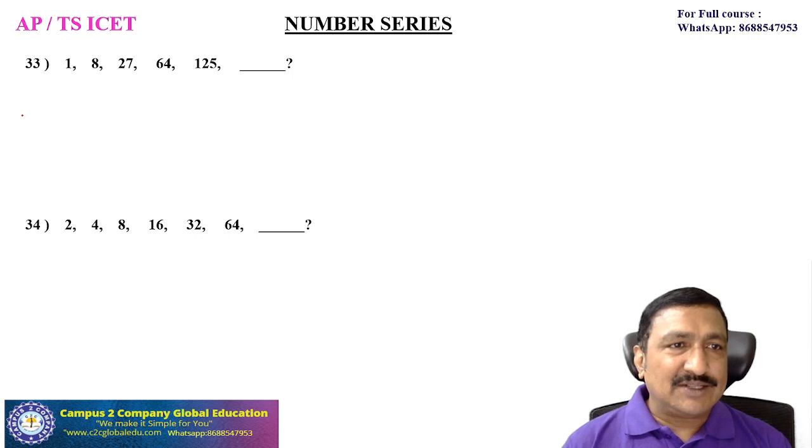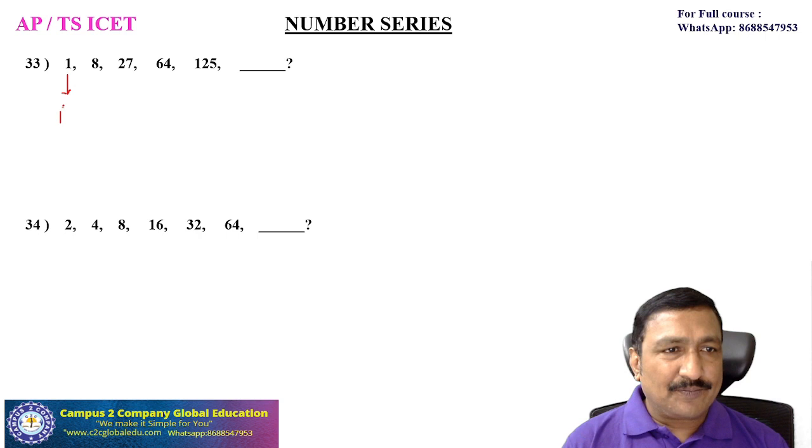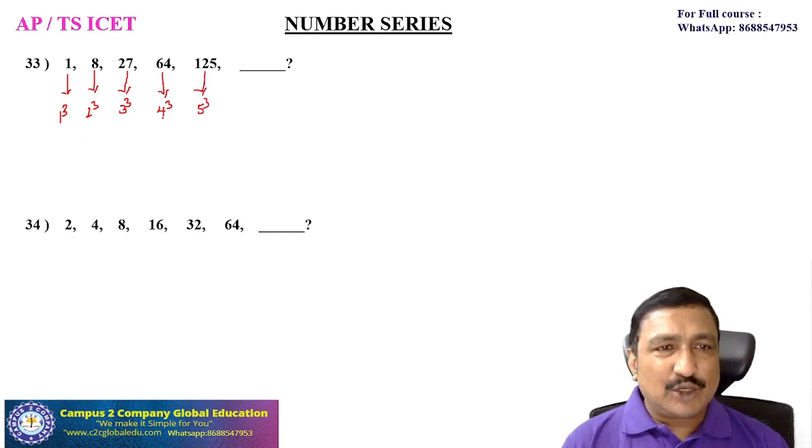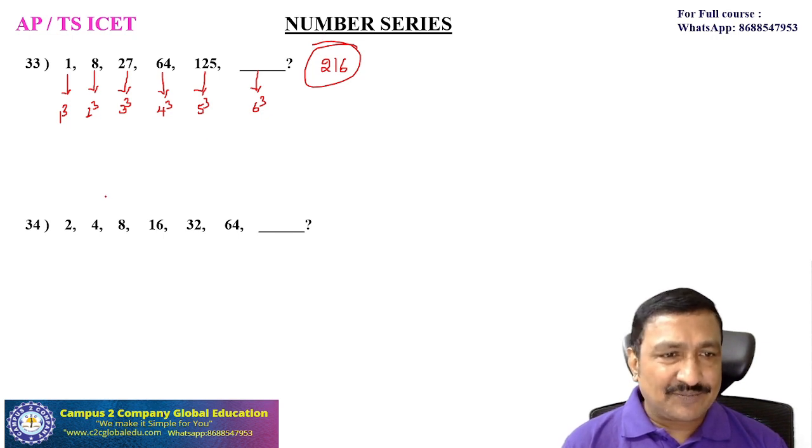Now look at this one, friends. If you look at this one, 1 can be written as 1 cube, and 8 can be written as 2 cube. 27 can be written as 3 cube. 64 can be written as 4 cube. 125 can be written as 5 cube. So these are the cubes of natural numbers. So the next number should be in the form of 6 cube. 6 cube is equal to how much will come? 216 will come. So the answer for this question is 216, friends.